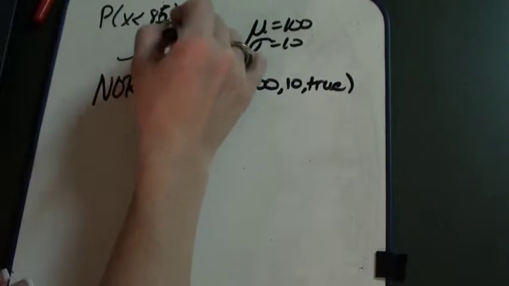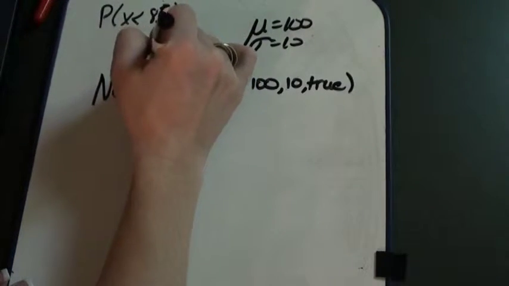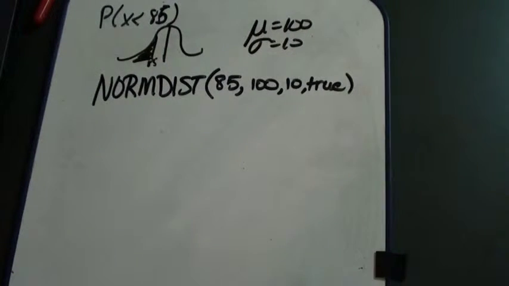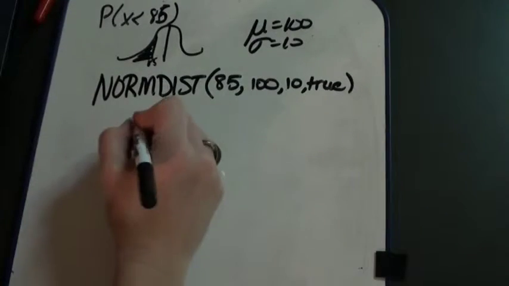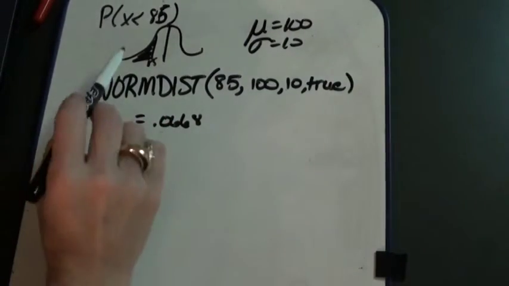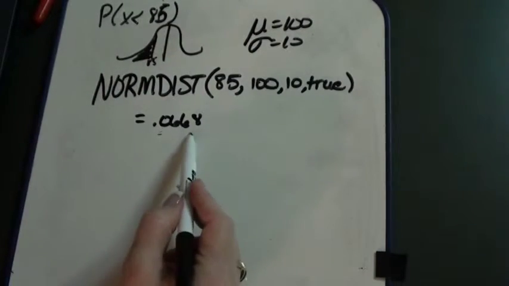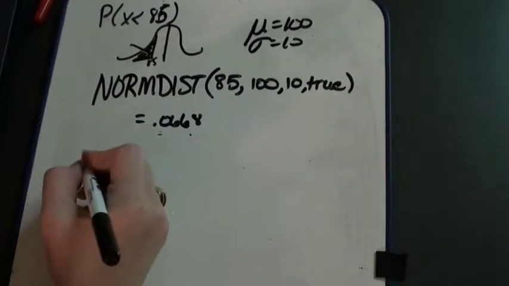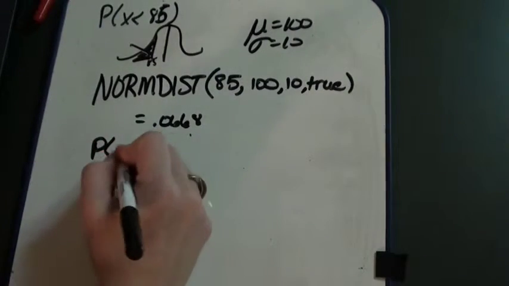If we were to draw it out, here's 85. You want to accumulate all those probabilities that fall less than 85. So if I was to type this into Excel, I'll click here. I would get the answer of 0.0668. So the probability that x is less than 85 is 0.0668.